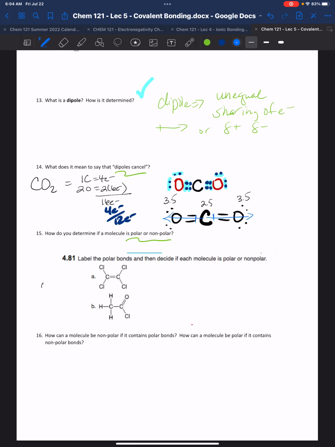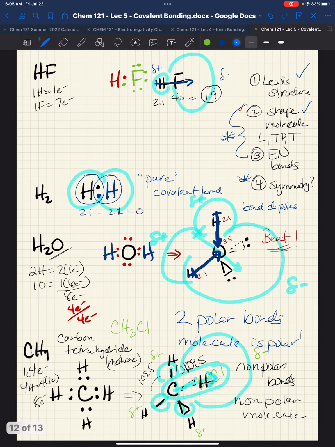And because they're equal and opposite, we can say that the dipoles cancel, right? And so even though this molecule has two polar bonds, the dipoles cancel, and so this is a non-polar molecule, okay? And that, again, goes back to our kind of steps, right?